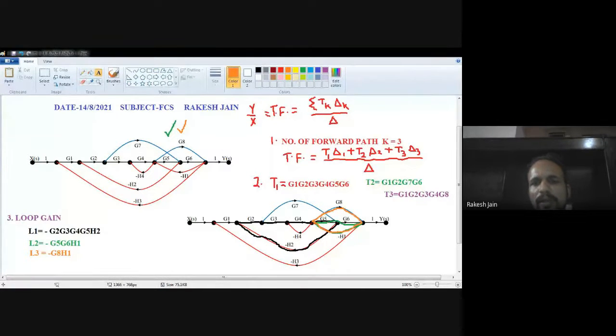The next loop is G7, H2 and G2. Okay, right. So see this next one. Only wait for a while.